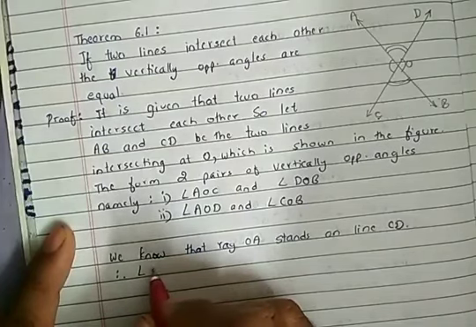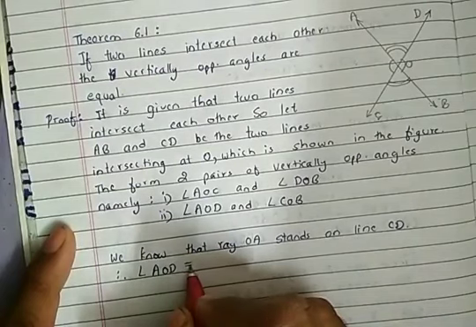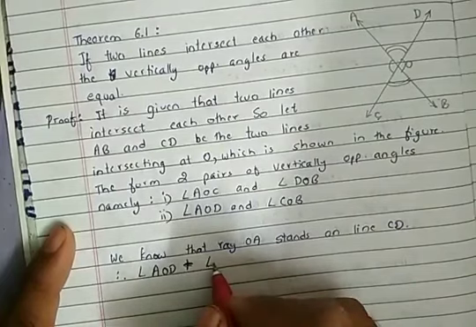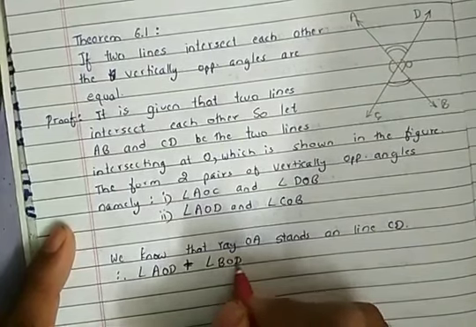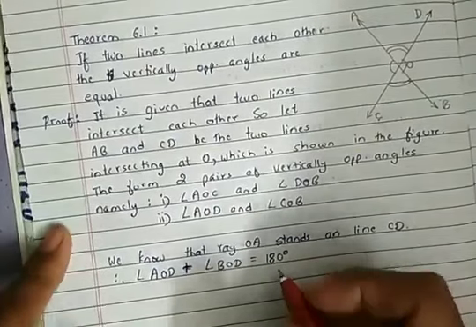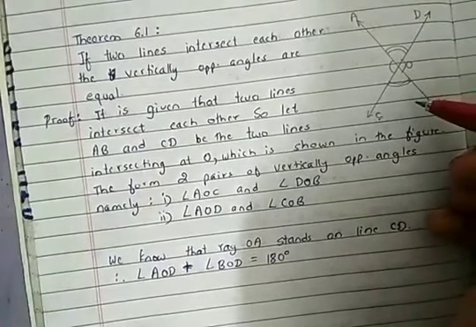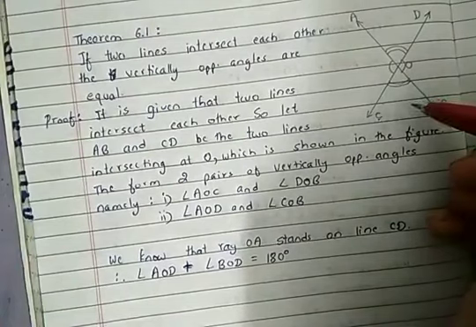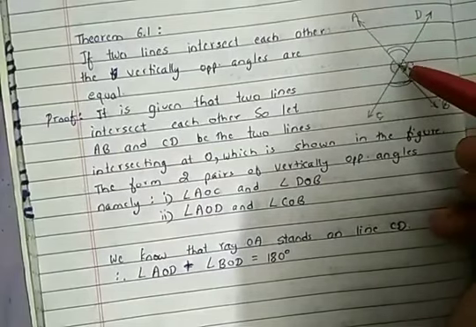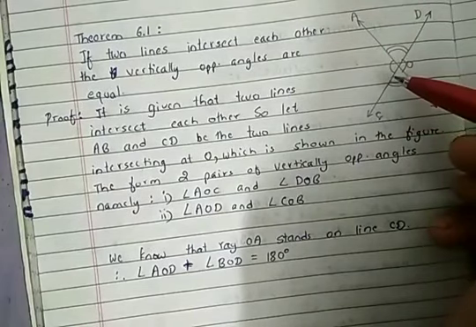Therefore, angle AOD plus angle BOD is equal to 180 degrees, right? How can we write this? We have seen this earlier. When CD is a straight line and any ray stands on it, then we can say that these are a linear pair of angles. Right? You remember? I have taught you earlier.